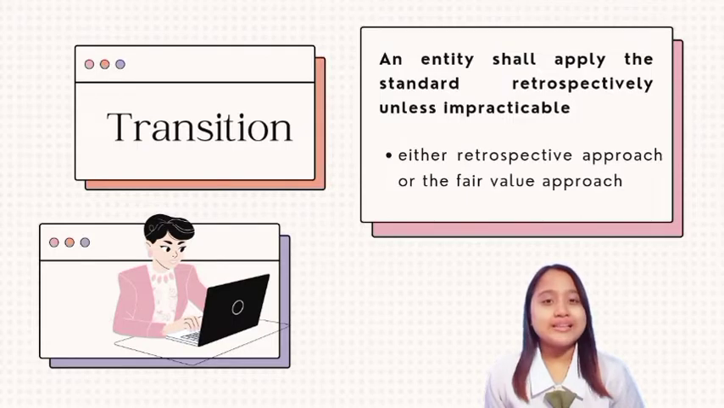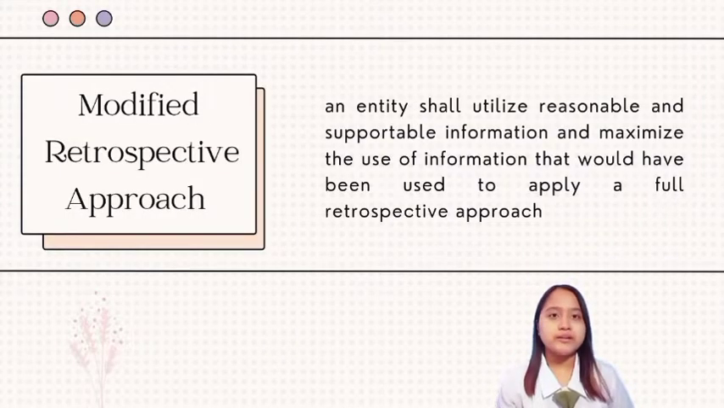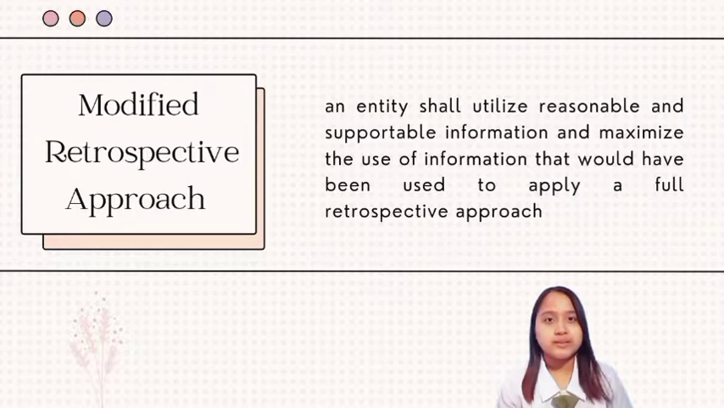Transition. An entity shall apply the standard retrospectively unless impracticable, in which case entities have the option of using either the modified retrospective approach or the fair value approach. Under the modified retrospective approach, an entity shall utilize reasonable and supportable information and maximize the use of information that would have been used to apply a full retrospective approach, but need only use information available without undue cost or effort. Under this approach, the use of hindsight is permitted if that is the only practical source of information for the restatement of prior periods.